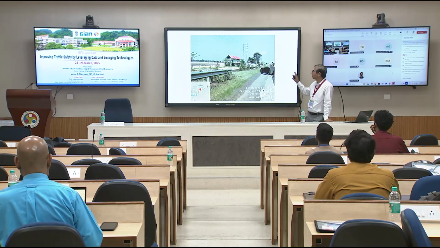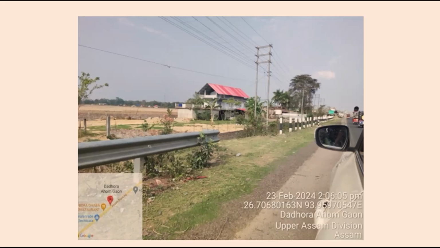So before starting the actual thing, do you see any issue with this slide? Yes, sir. What is the issue? Discontinuous guardrails. So what will be the problem if this is discontinuous? Sir, actually we provide guardrails in the clear zone. Otherwise, when vehicles collide, they will go on that side and will not come back up to the pavement. That's why we provide continuous guardrails here, sir.